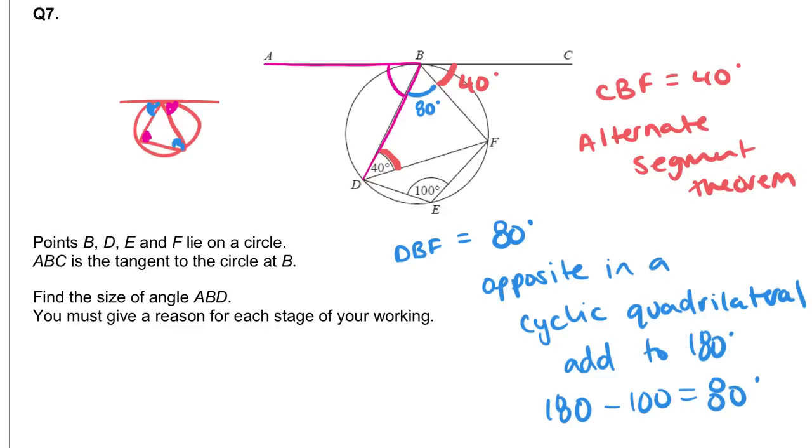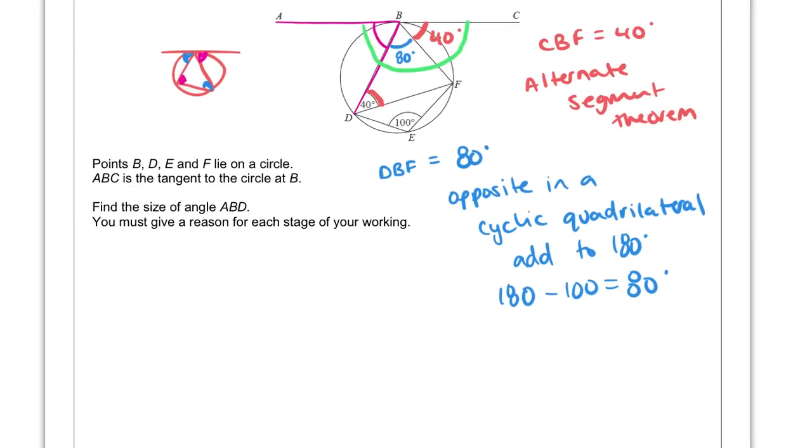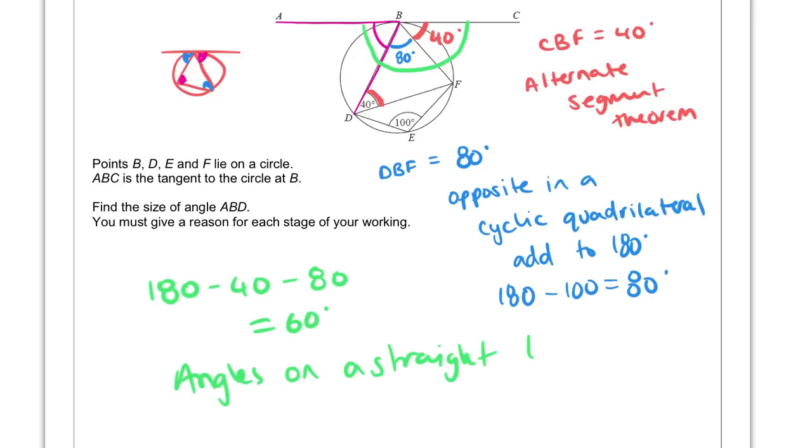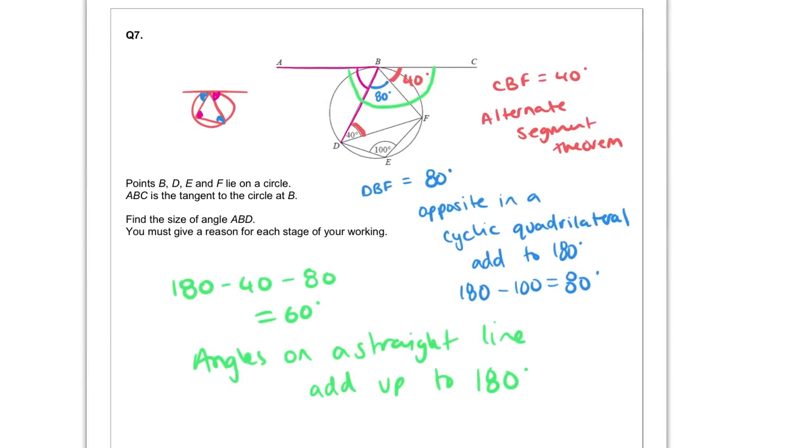Then lastly, the last thing we know is, what do angles on a straight line add up to? So 180 minus 40 minus 80 equals 60 degrees. But we have to write angles on a straight line add up to 180 degrees. But the point is that this question is 4 marks. And for 4 marks, you need to show all of your working and write the sentences.